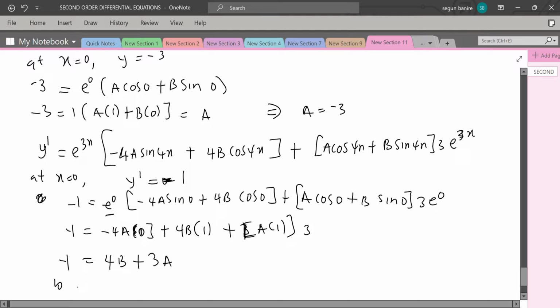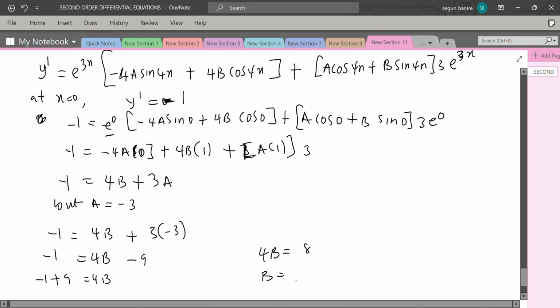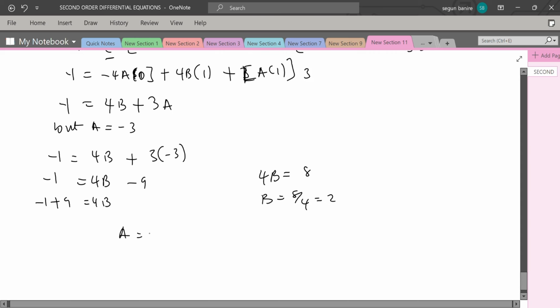So we know that a is equal to minus 3. So you insert minus 3 there, and we have 4b minus 9. This is minus 1. So you have minus 1 plus 9 equals 4b. So 4b is equal to 8, so b is equal to 8 over 4, which is 2. At the end of the day, we have a is equal to minus 3, b is equal to 2.